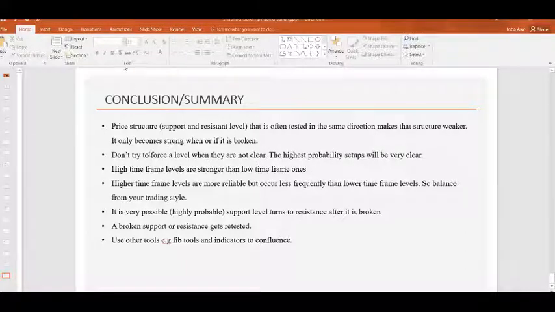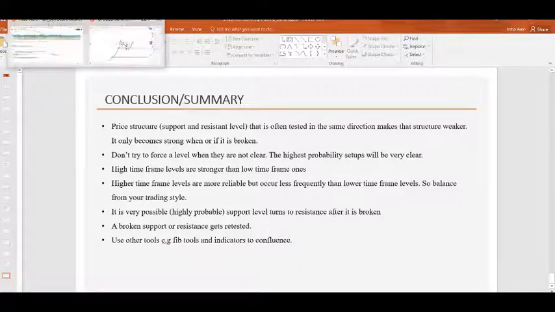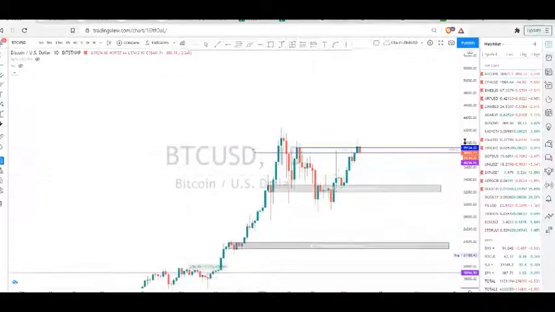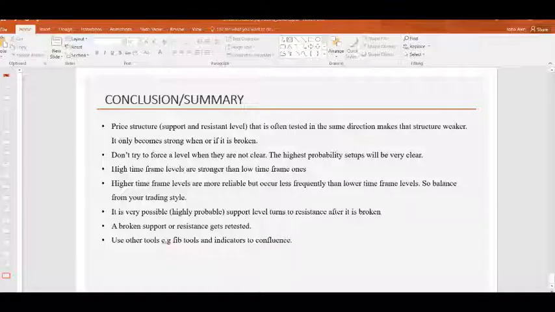There are times that those things will just jump on you. You will just see the levels, they will jump on you. So don't try to force levels. Learn how to draw your levels and have good levels. And the high probability setup will always be clear to you. Also, high time frame levels are stronger than low time frame levels. And high time frame levels are more reliable, but they occur less frequently. So we need to balance the timing with our trading style. I will talk about time frame in the last lesson.